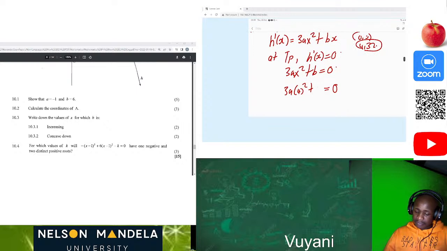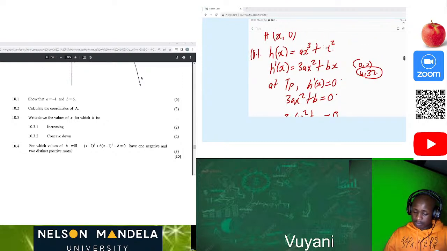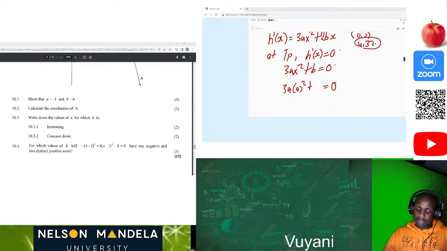Let me check something. Forgive me for that. So it's going to be 2bx equal to 0. Great. Sorry for that. Then now we substitute x is equal to 4. Now we're looking at this point, it's going to be 4 there.